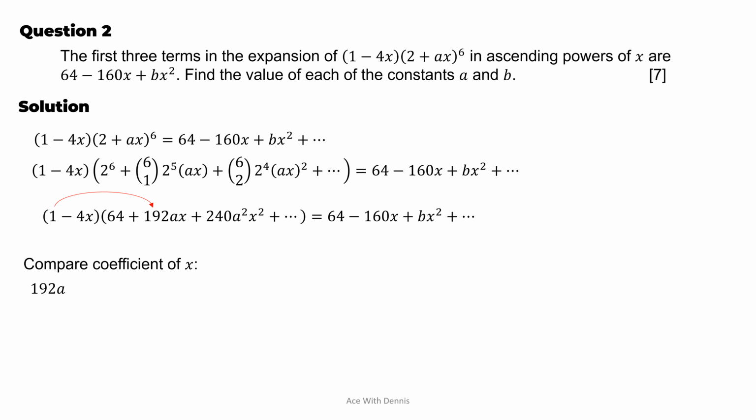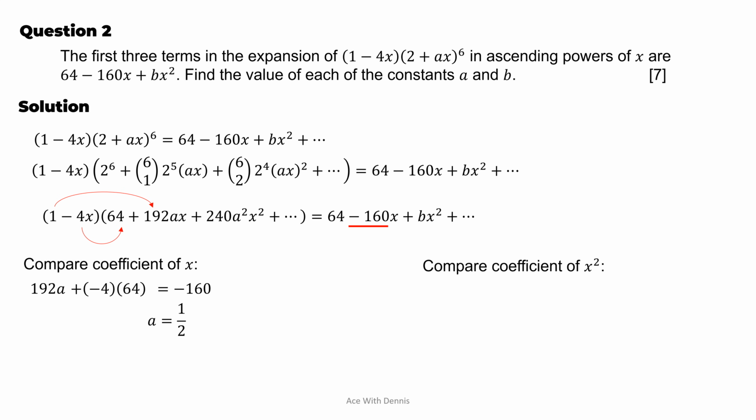Hence, it will be 192a for the coefficient of x, followed by negative 4x times 64 will also give us the x term. Hence, we add negative 4 times 64. Then, on the right side, the x term is negative 160x. Therefore, it equals negative 160. Then we solve this equation. We get a will be a half.